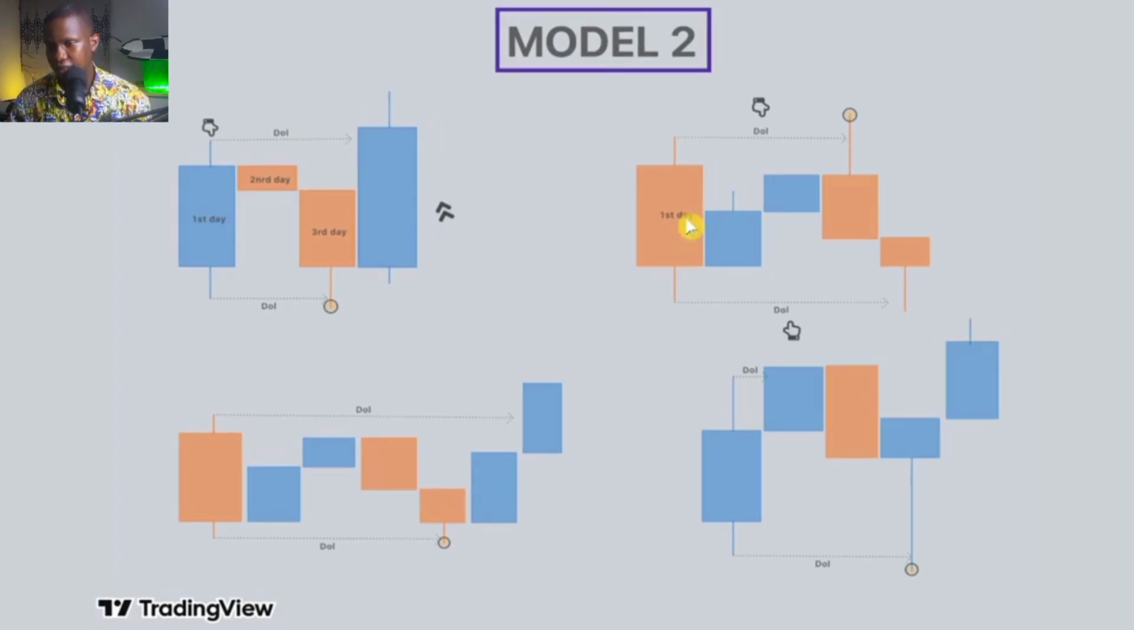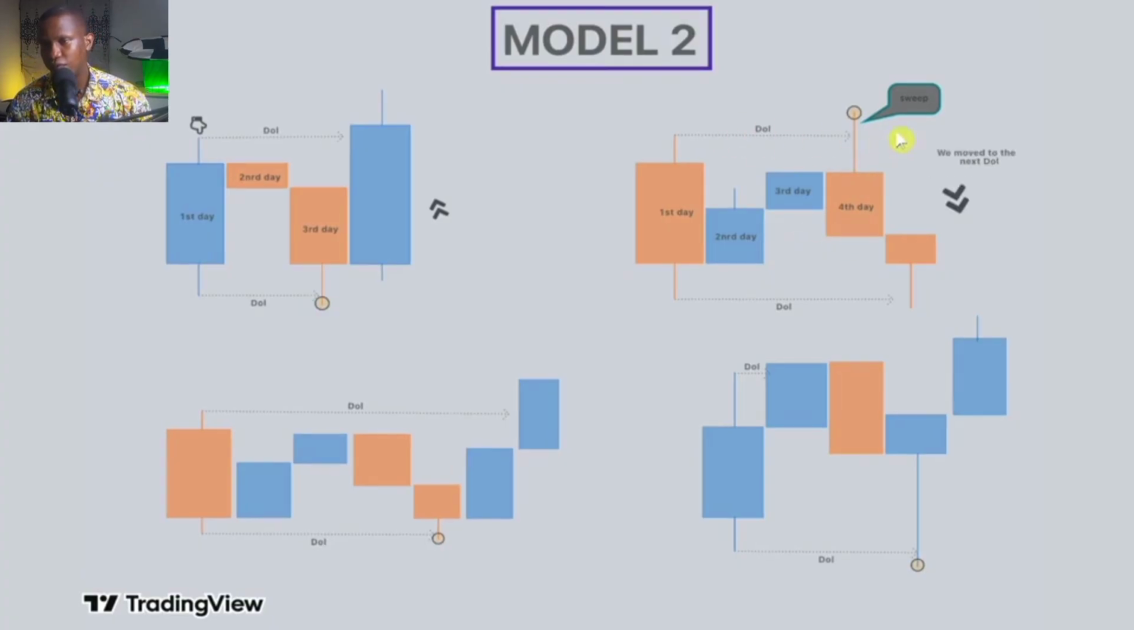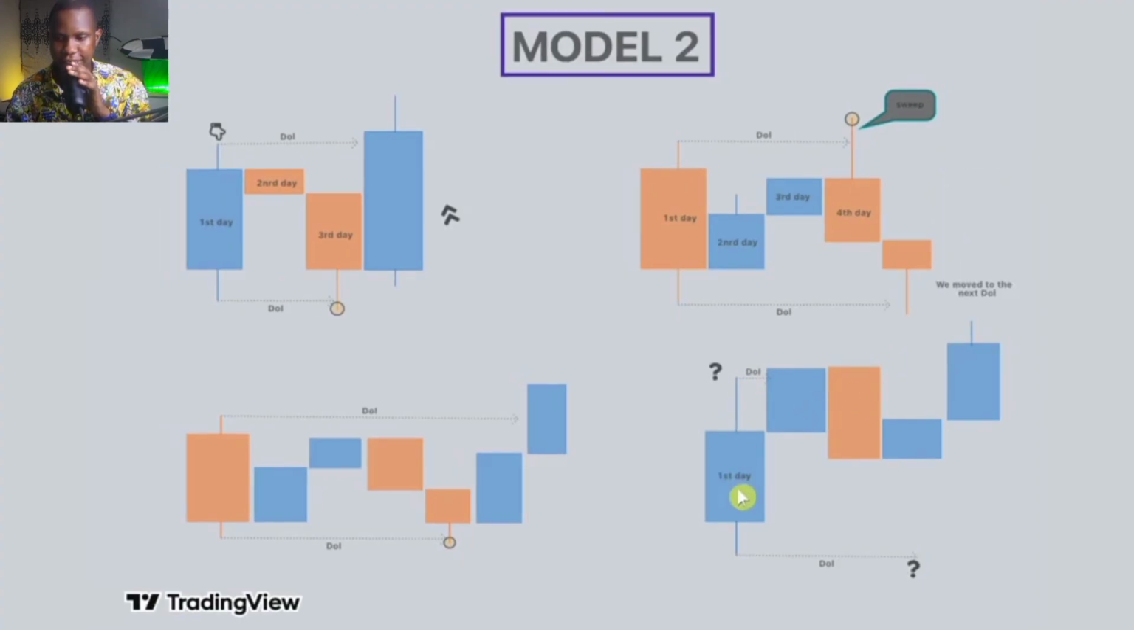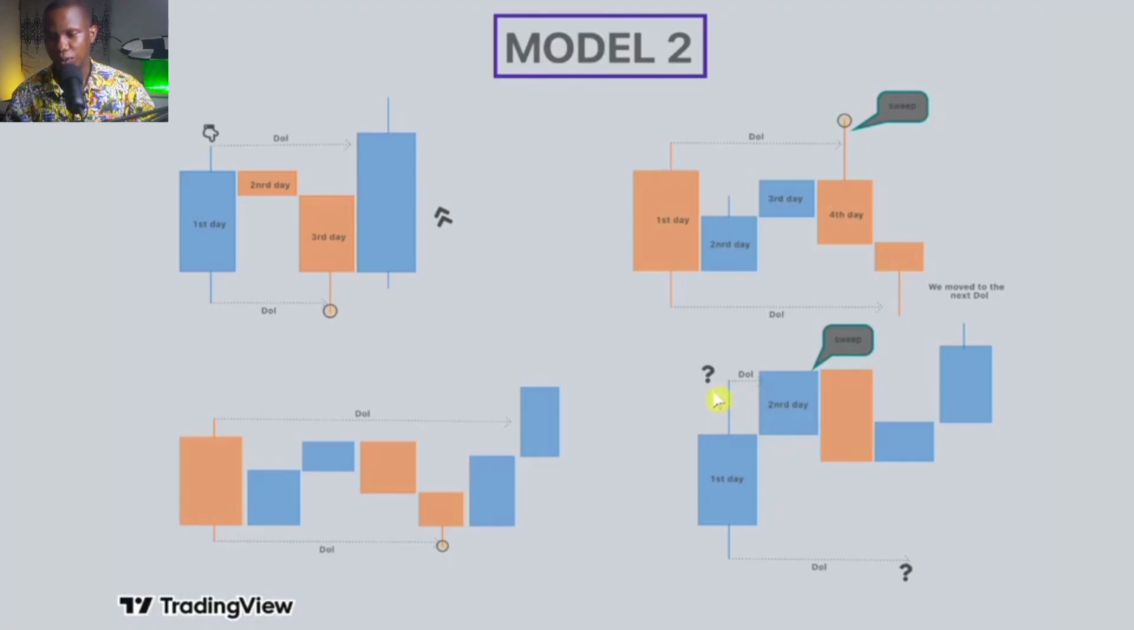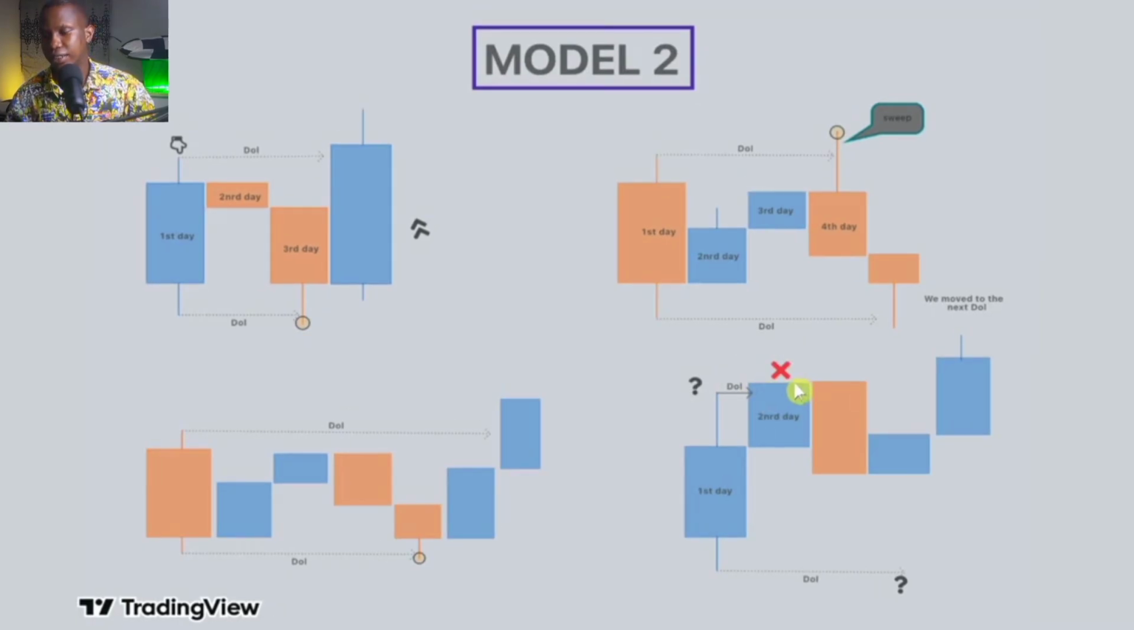And for this one, this is our first day draw on liquidities, second, third, those are our 4 days that swept this draw on liquidity, guys, before we move down. So what of this one? This is our first day draw on liquidities. It was our second day that swept this draw on liquidity, but can you see that we closed above this draw on liquidity? It will actually be a bad idea entering from this level to the downside.